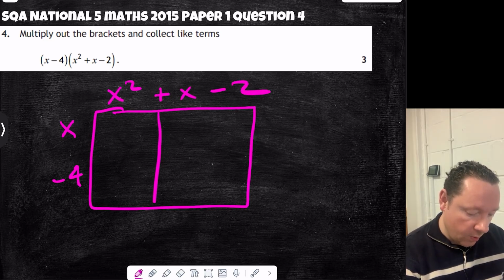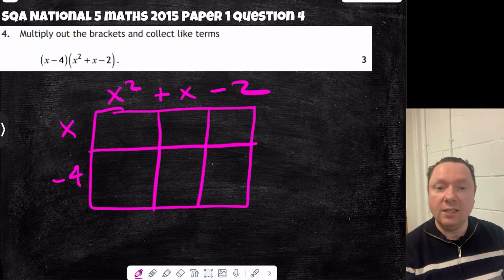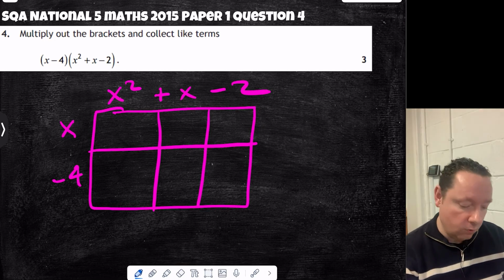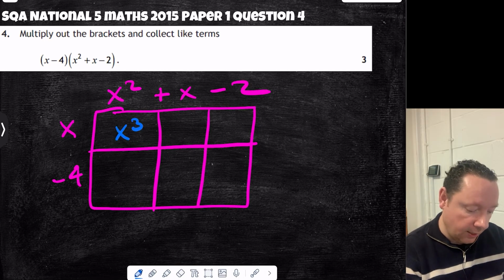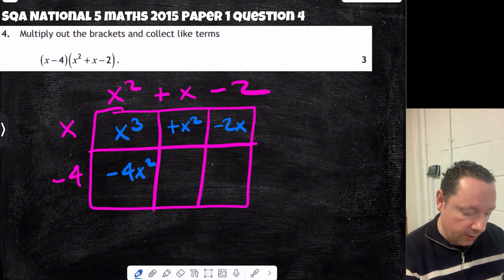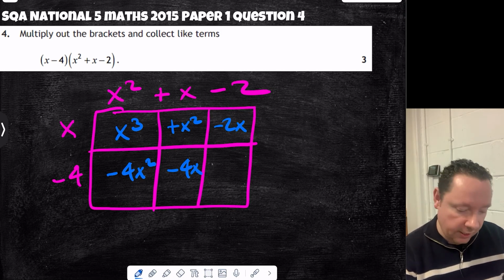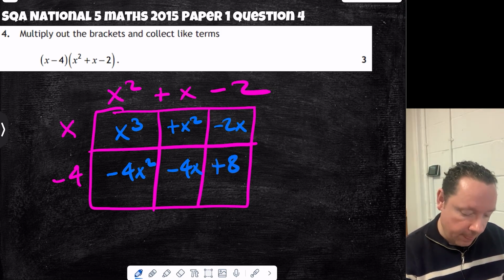Now I can split up my box in between each term, and we're just timesing everything together. So I'll put the answers in a different colour so it's clear. So we have got x times x squared, which is x cubed, x times x plus x squared, x times minus 2, minus 2x, minus 4 times x squared, minus 4x squared, minus 4 times x is minus 4x, and minus 4 times minus 2 is plus 8. Watch for minus times a minus.